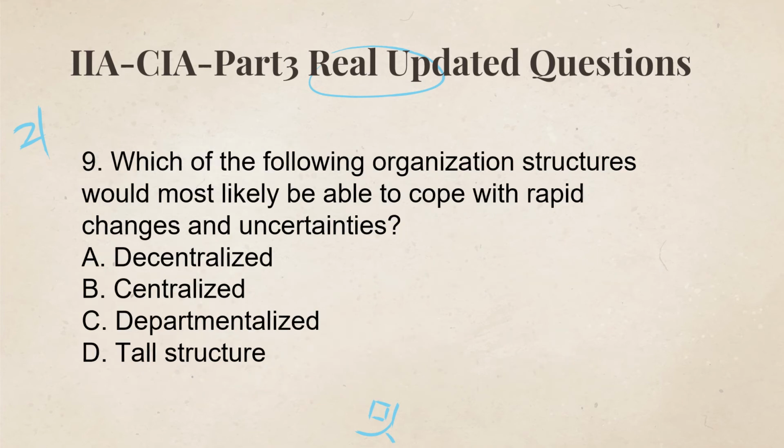9. Which of the following organization structures would most likely be able to cope with rapid changes and uncertainties? A. Decentralized. B. Centralized. C. Departmentalized. D. Tall structure.